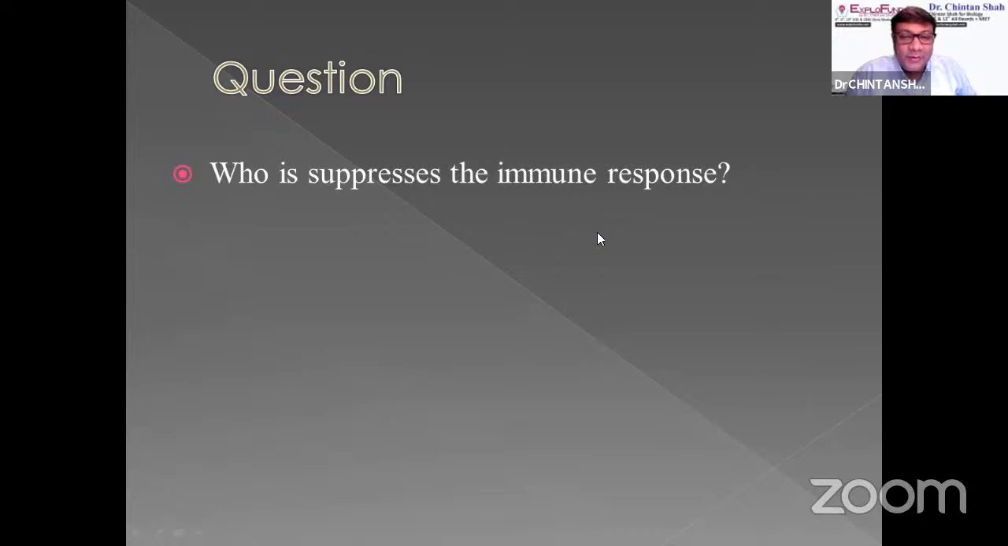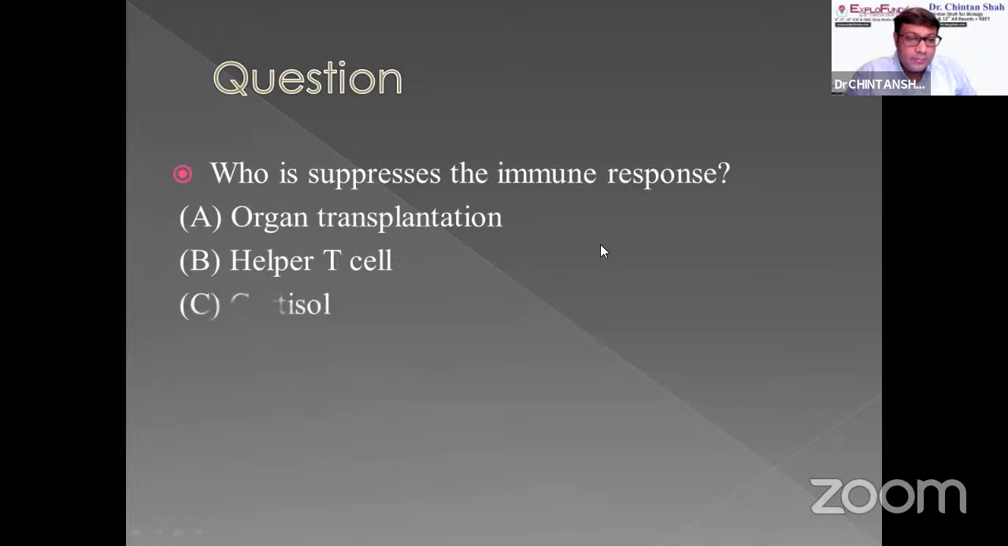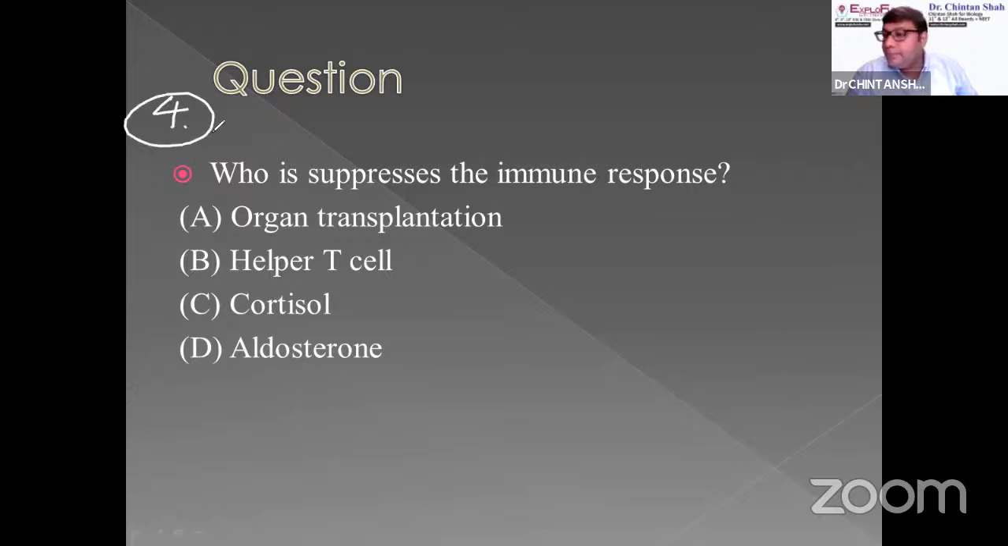Okay, who is suppressing the immune response? Yes. So this is question number 4. Dev Patel also agrees with me. Anshi agrees, Pranali agrees. Okay. And there are some people who are having a new learning also. Who suppresses the immune system, immune response? Organ transplantation, helper T cells, cortisol, aldosterone. Wow.